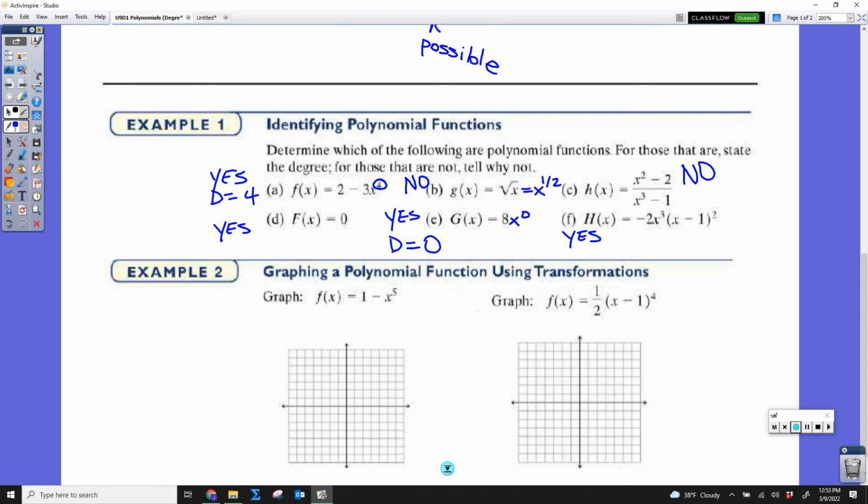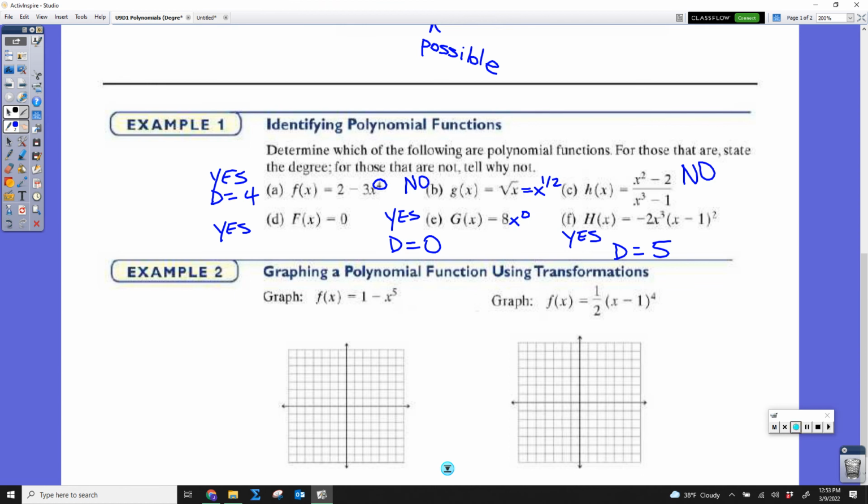All right, here's a little bit trickier one. What's the degree of f? 5. If you took this (x minus 1) squared, that would become x squared minus 2x plus 1. Then you distribute the negative 2x cubed, you're going to have a 3 and a 2, which you would add. So the biggest degree is 5. That's the degree of 5.